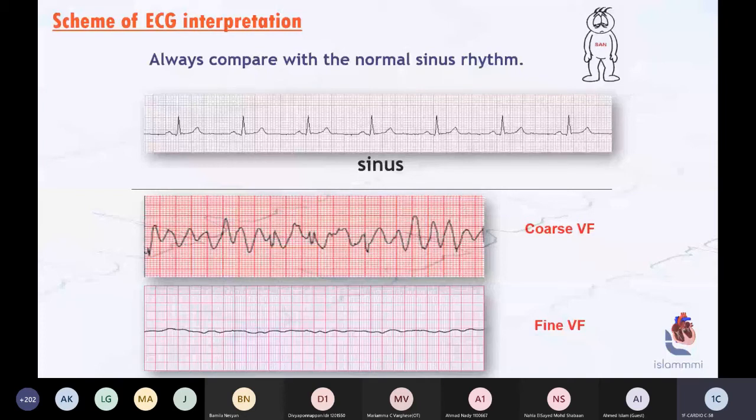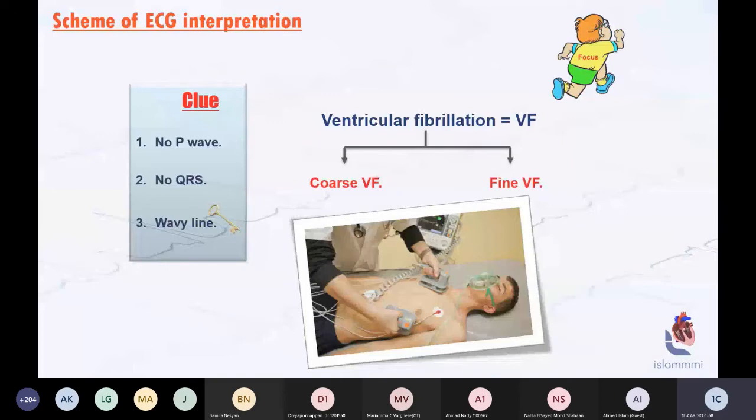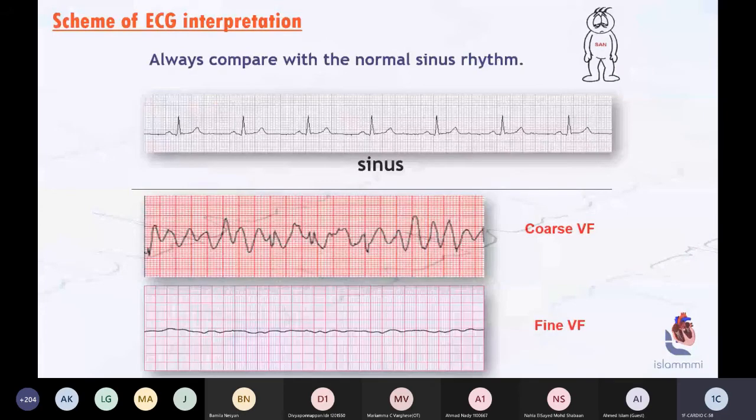And there is a big difference in management between asystole, which needs only chest compression, and fine ventricular fibrillation, which needs a defibrillation shock, using a machine called a defibrillator, the same one I showed you in the previous photo, this one. So there is a big difference between asystole and fine ventricular fibrillation. The management is totally different.